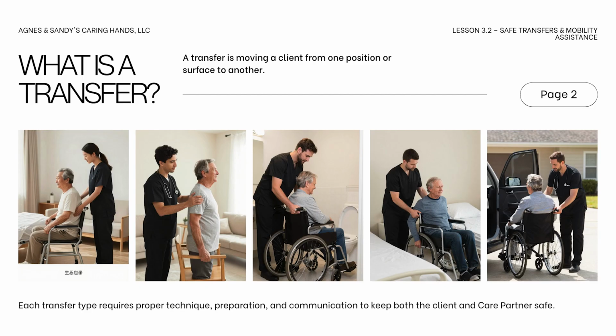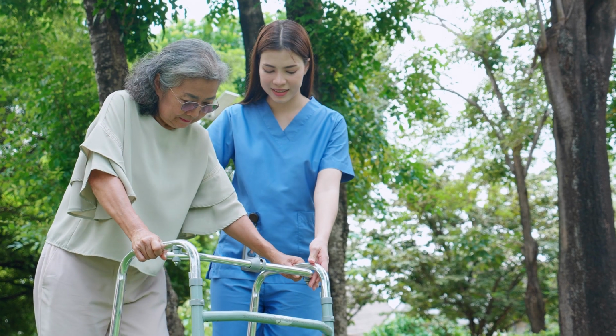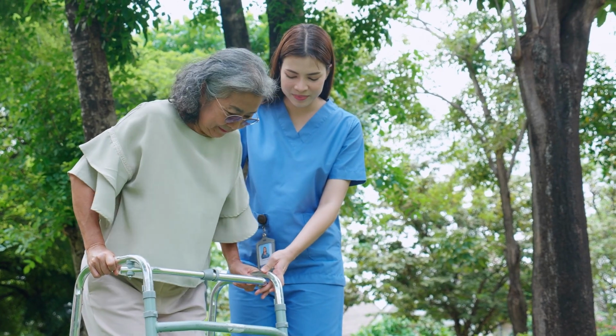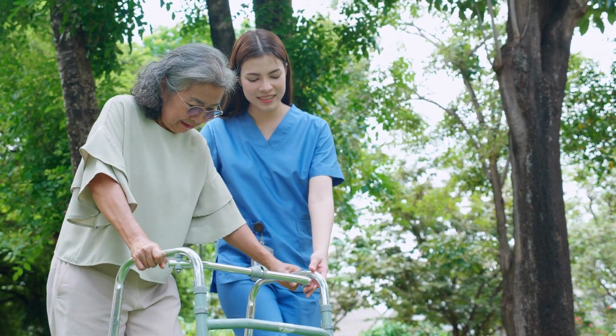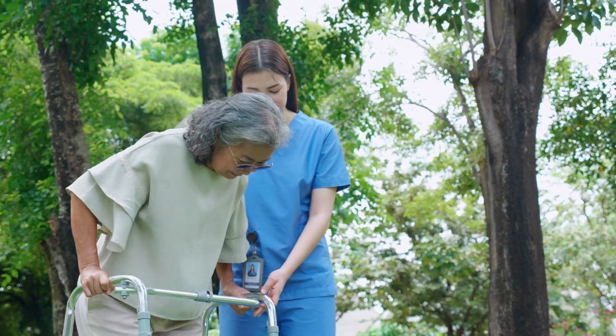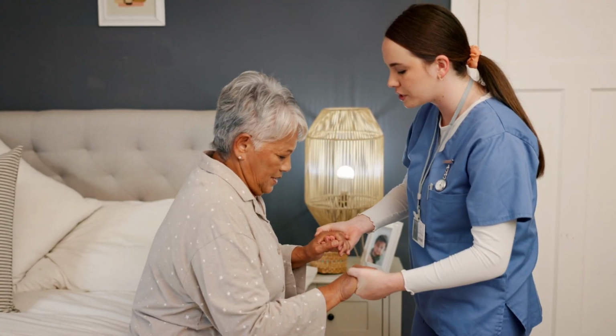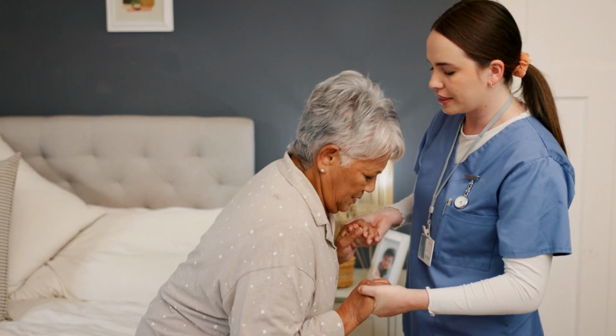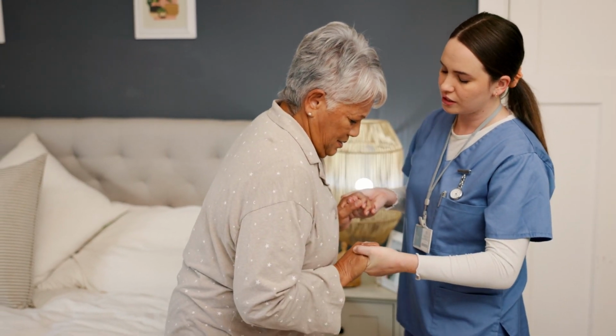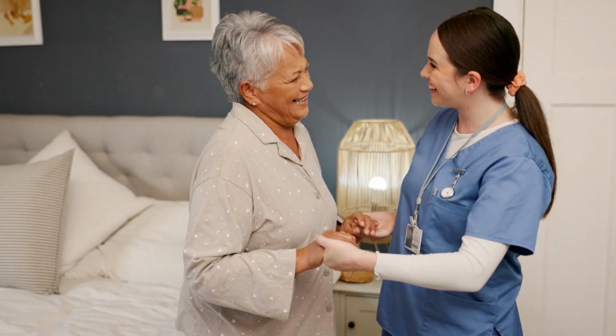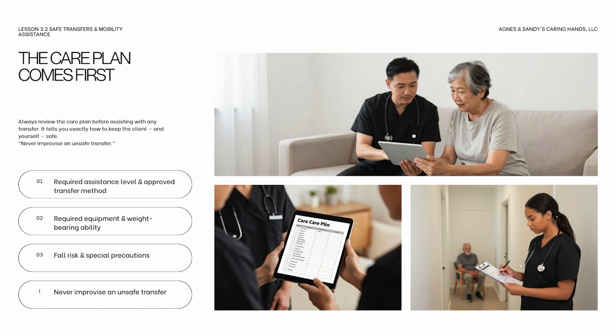A transfer occurs whenever a client moves from one position or surface to another. Transfers may appear simple, but they require planning. A client's strength, balance, cognition, medical condition, mobility limitations, and required level of assistance can all affect how safely the transfer can be completed. Never assume that because a client transferred easily yesterday, the same level of assistance will be appropriate today. Before assisting with any transfer, review and follow the client's care plan.